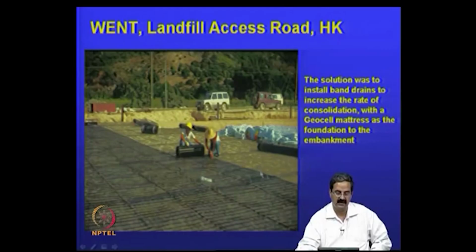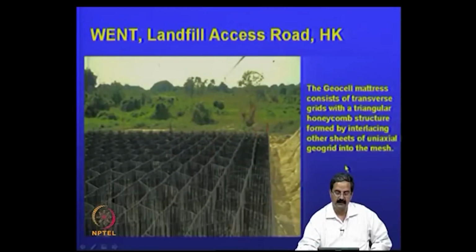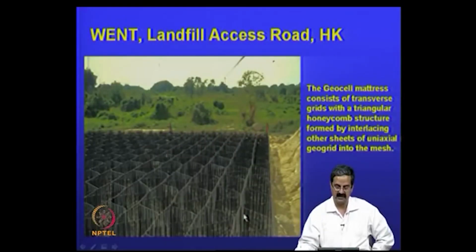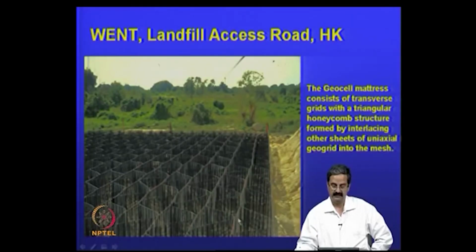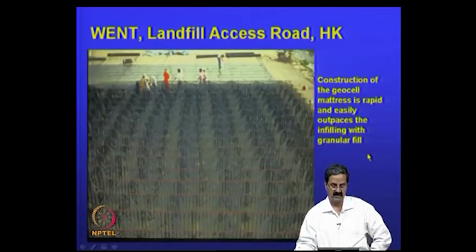This is another one that shows what they are doing here. You can see how they placed a geocell here. It comes like this. This is a geocell. The geocell consists of transverse grids with a triangular honeycomb structure formed by interlacing other sheets of uniaxial geogrid into the mesh. This is how it looks.